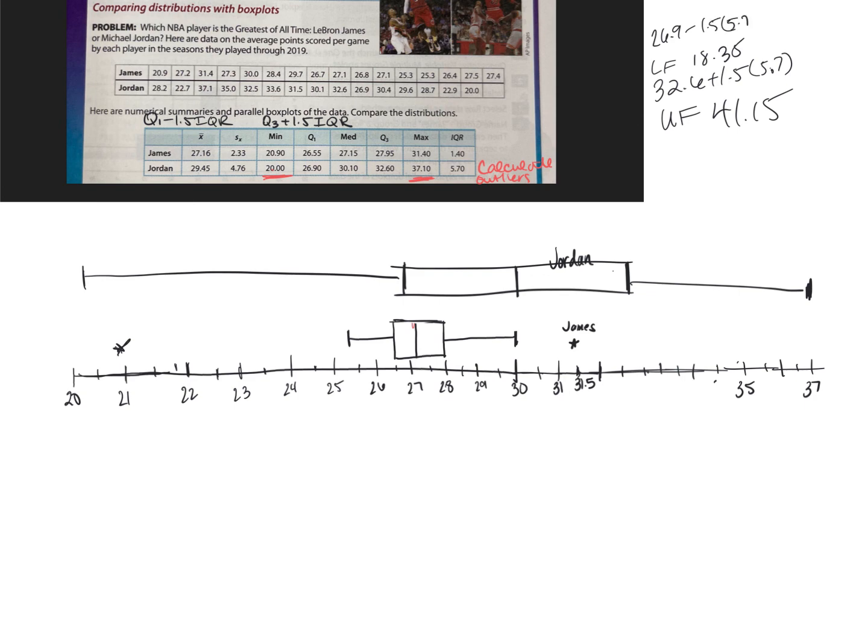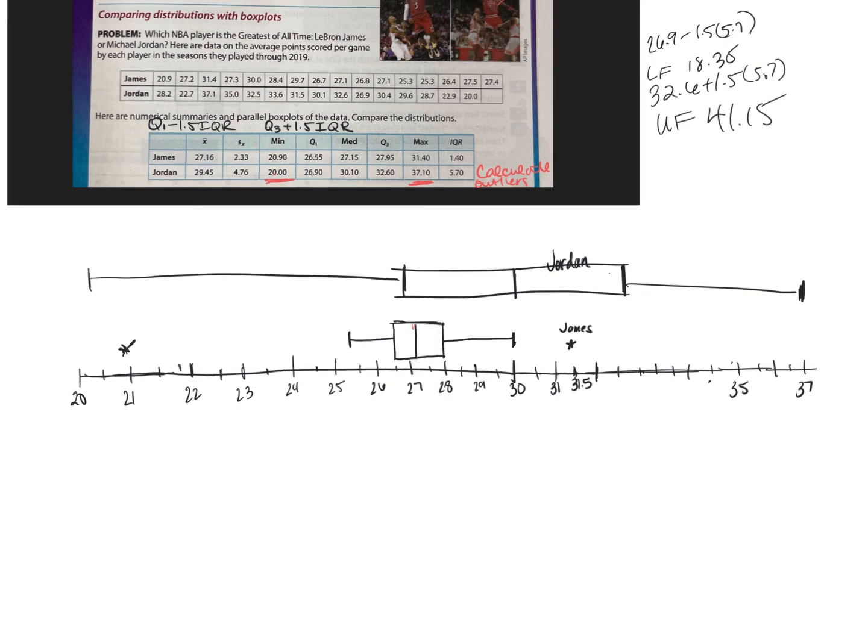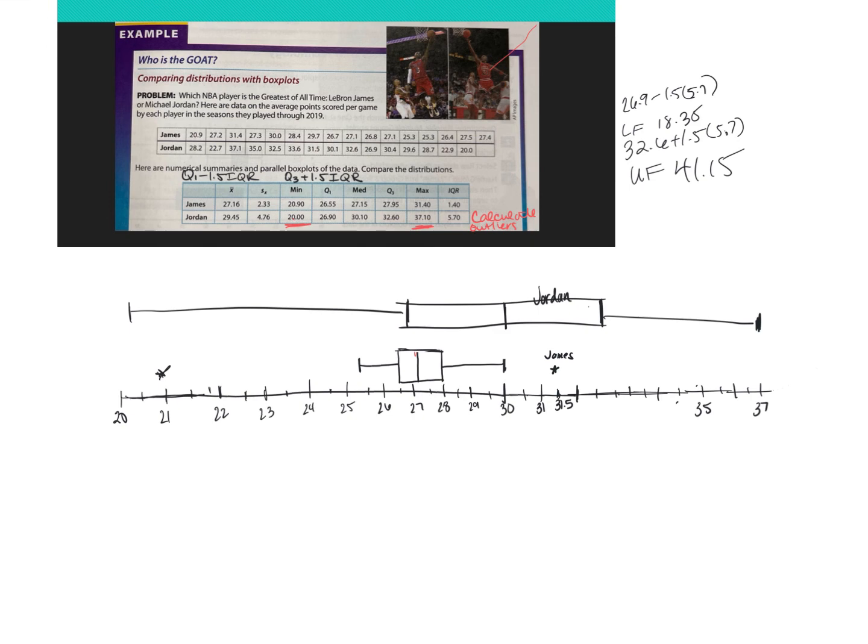No, because it's lower than my fence. Remember that it has to be bigger than the fence, the upper fence, to be an outlier. So his max is 37.1, which is less than the fence. Right? We have fences. They're over here at 18 and 41. Everything's in that fence, so we're okay. We don't have any outliers for Jordan.